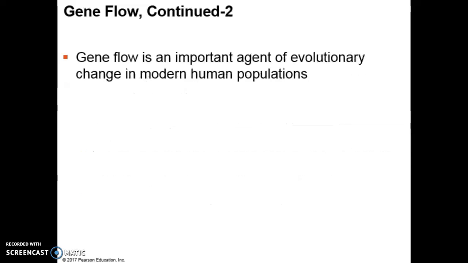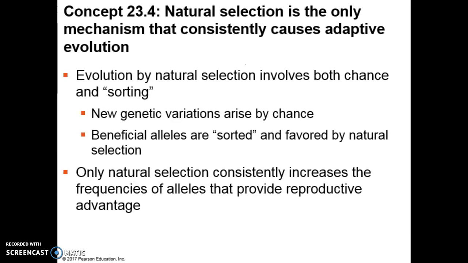An important agent of evolutionary change in modern human populations. Think about how interconnected our planet is, how much more global travel there is today than there was even 50 years ago. So we get a lot of alleles coming into our population that maybe originated in Northern Europe, or maybe originated in Southern Africa or Asia somewhere.